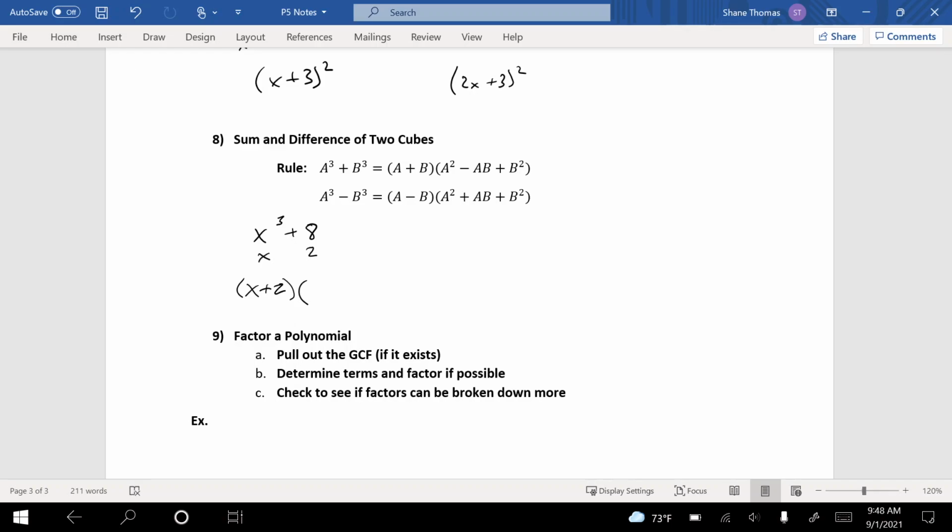Now, my a term squared. What's a squared going to be? x squared. Then I have minus ab. So I have minus, multiply the two together, 2x, plus b squared. So what's my b term? 2, and then squared would be 4. A lot of times people forget that one and forget to square it. Right? You good? Same opposite. All right, let's do one more of these. We'll do it together. It'll be fun.